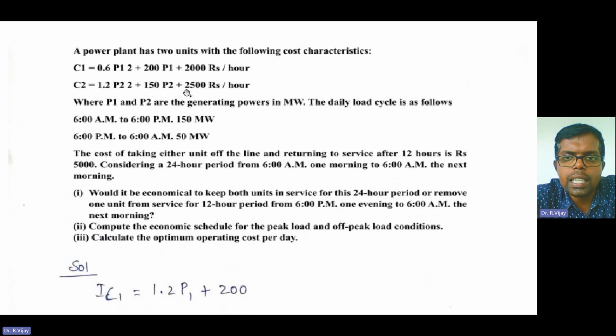So this question, if they ask in the exam, might be somewhat confusing, but you need to read the question clearly. That is 6 a.m. to 6 p.m., 12 hours, 150 megawatts. 6 p.m. to 6 a.m. is again 12 hours, 50 megawatts. But the condition is clearly given, so based on the condition, you need to solve the problem. And this is one of the 10 mark questions. If they ask, you need to solve it.